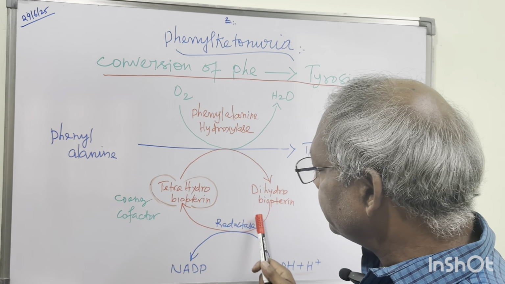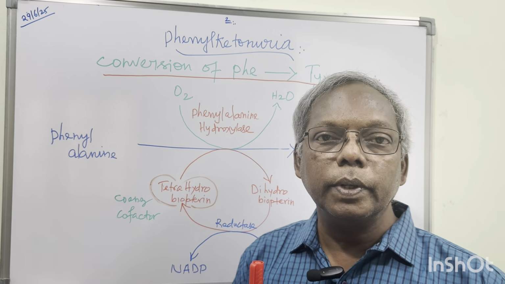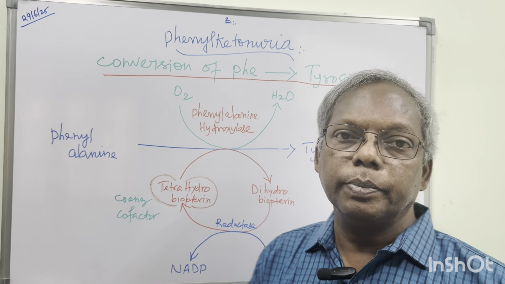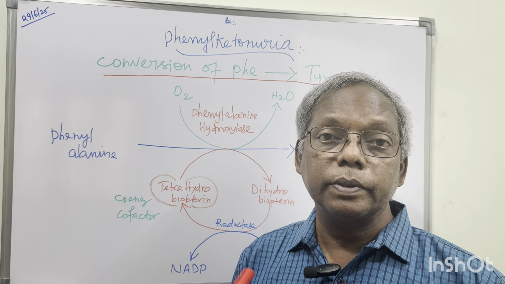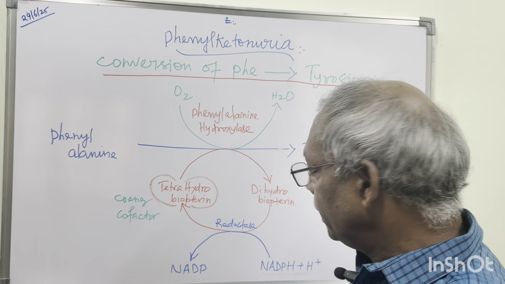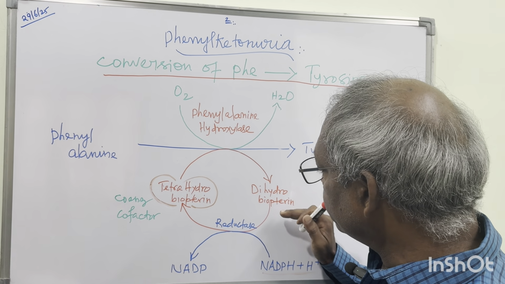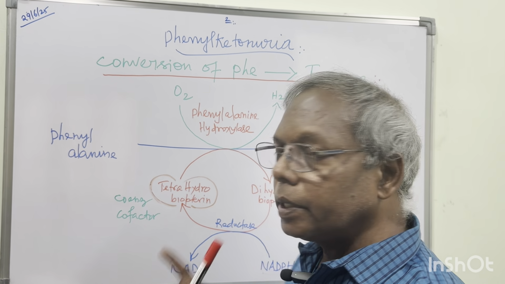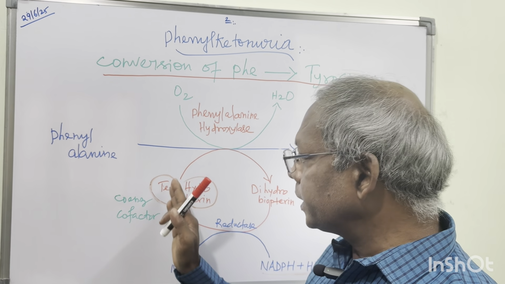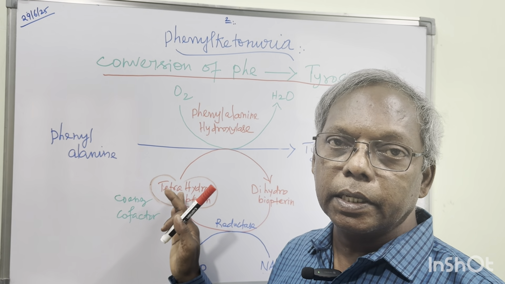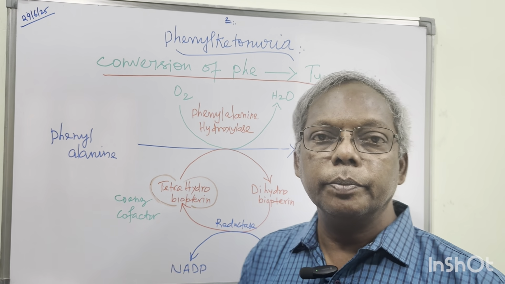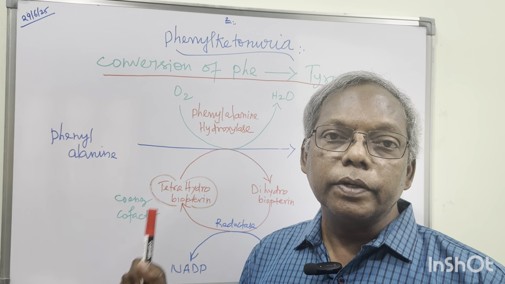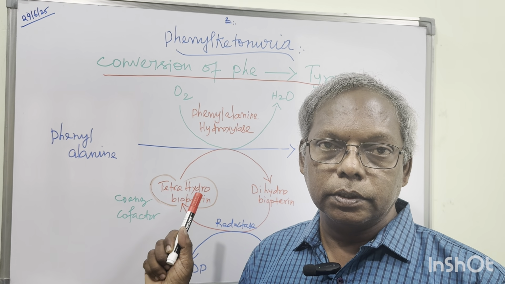Third reaction is, with the help of dihydrobiopterin reductase, we require one NADPH plus H plus, that is reducing equivalents from the HMP shunt pathway. This NADPH combines with the dihydrobiopterin. With the help of dihydrobiopterin reductase, it recycles or synthesizes the tetrahydrobiopterin and one NADP molecule. This is the third step for the conversion of phenylalanine to tyrosine.